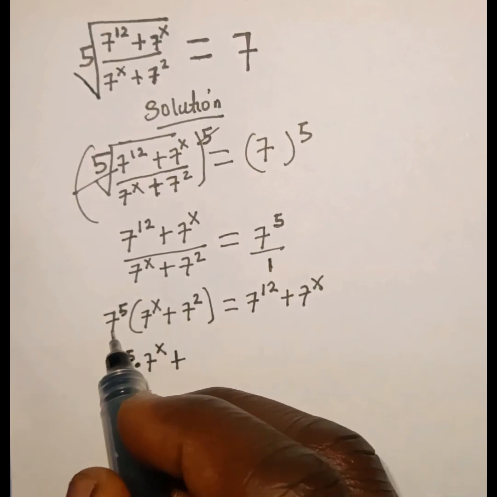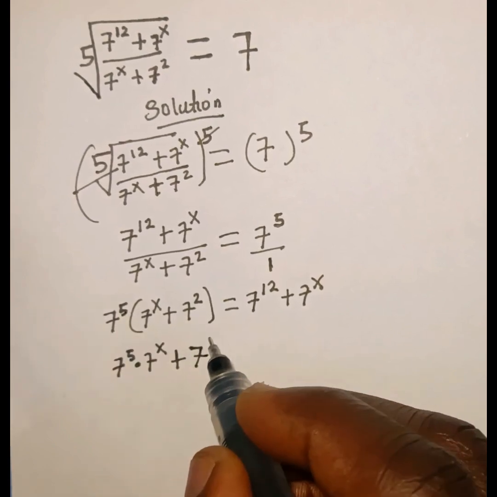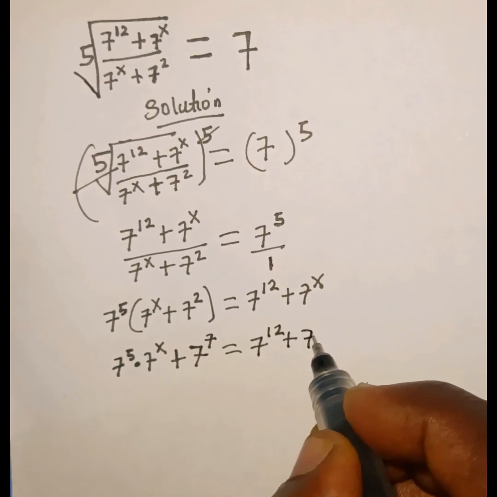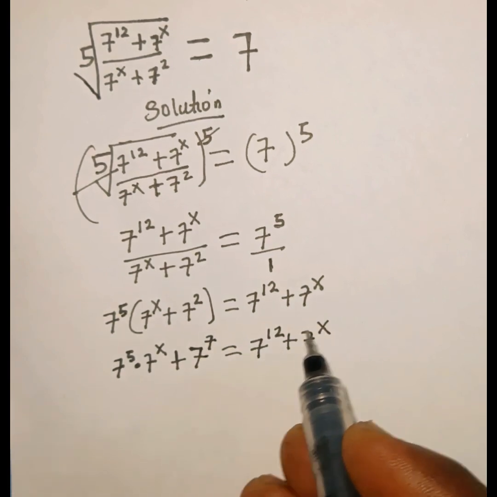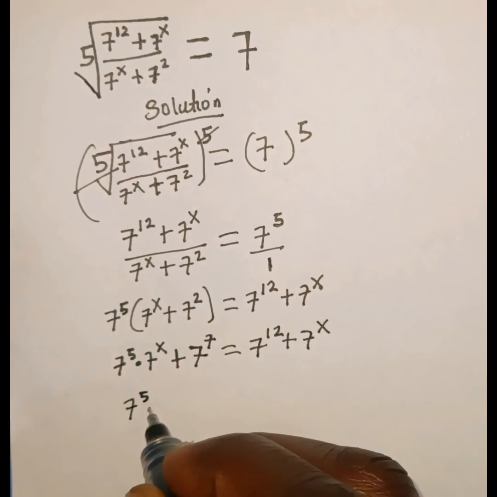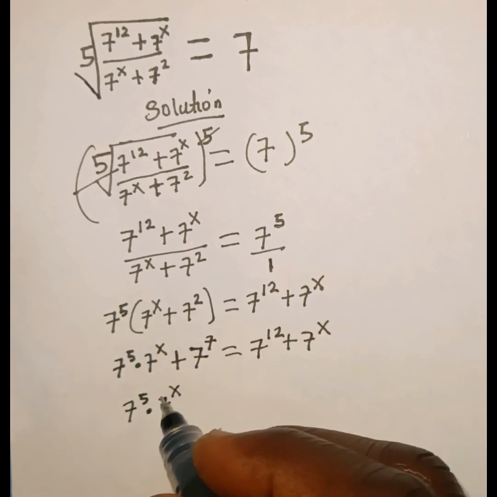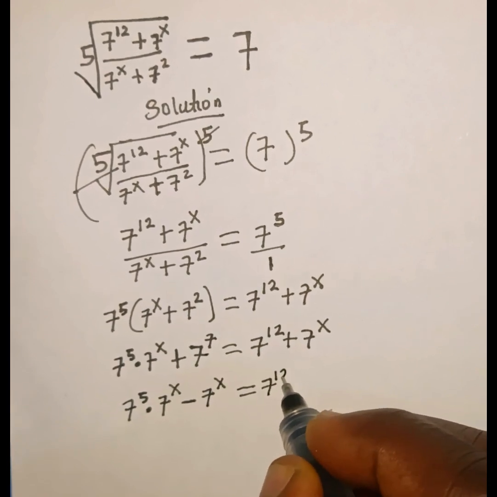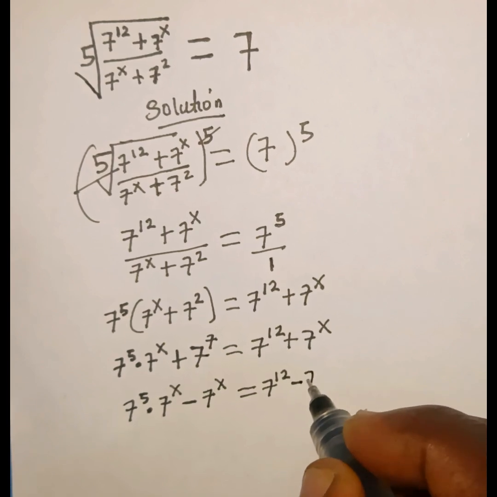Since they have the same base, we can just add the powers. So 7 raised to the power of 5 plus 2 is going to give us 7 to the power of 7. So everything will be equal to 7 to the power of 12 plus 7 raised to the power of x. The next thing we're going to do is bring the terms with power x together, so that we have 7 raised to the power of 5 multiplied by 7 raised to the power of x. When we take this positive 7 to the power of x to the left hand side, it becomes negative 7 to the power of x, which is equal to 7 raised to the power of 12. And when we take this 7 to the power of 7 to the right hand side, it becomes negative 7 raised to the power of 7.